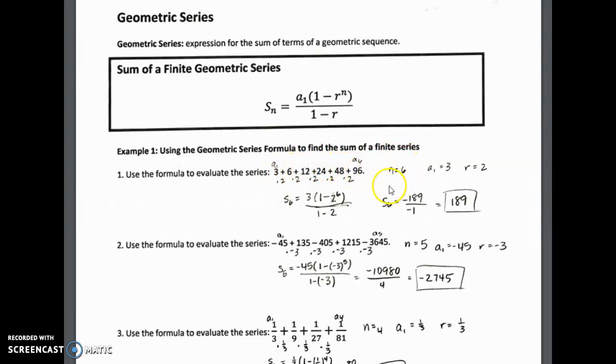So our n is 6, our a sub 1 in this case is 3, and our common ratio is 2. I just plug it in, plug and chug. On the top I get negative 189, on the bottom I have negative 1, which simplifies to a sum of 189 in this case. Same thing here. My first term is negative 45. I have 5 terms in this series, and my common ratio is negative 3. I plug them all in, and I get negative 2,745.